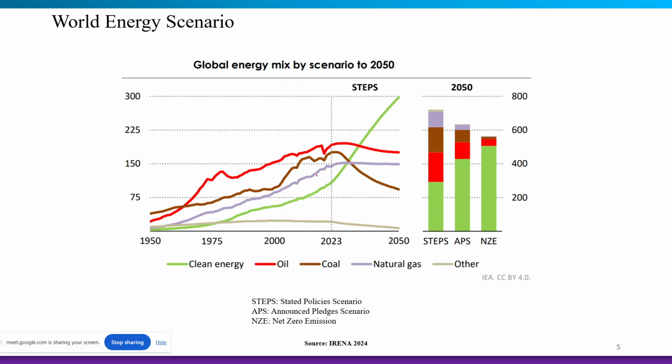So this is the scenario of global energy mix to 2050. We can see that clean energy is expected to grow over 2050, with a declining trend of coal consumption. These are the stated policy scenario and the announced pledges scenario. But for net zero emission, we can see that by 2050 clean energy contributes the most in all of the cases. So we are slowly moving towards clean energy, which mostly encounters the energy that is produced from biomass.